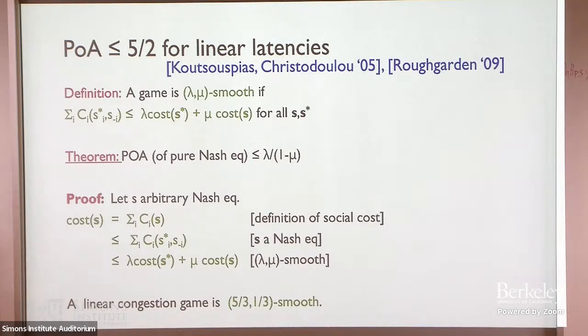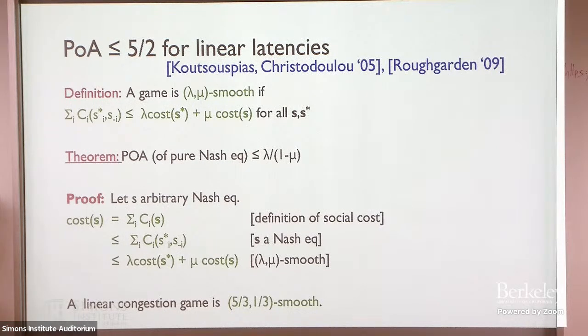The first line is just the definition of the social cost. The social cost is just the summation of the cost of all users. The second line is just the Nash equilibrium. If S is a Nash equilibrium, then if I deviate, my cost can only increase. And then the last line just comes from the definition of lambda-mu smoothness. And then just rearranging.